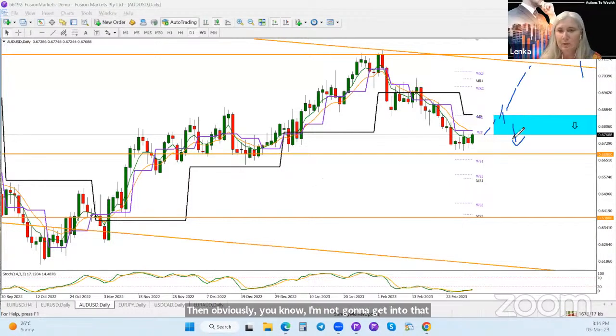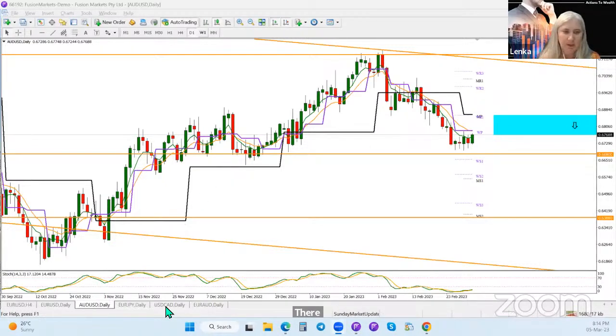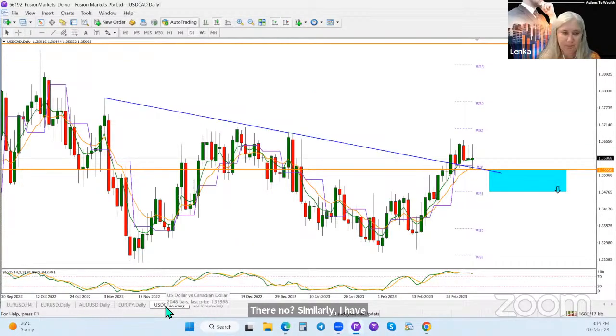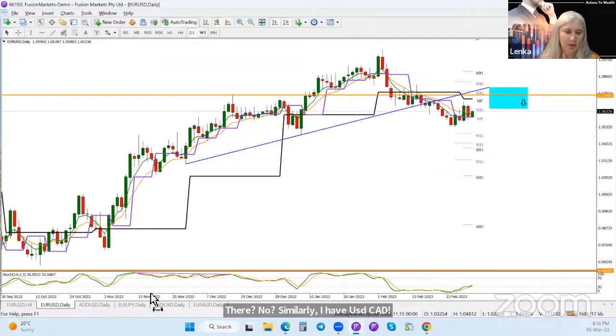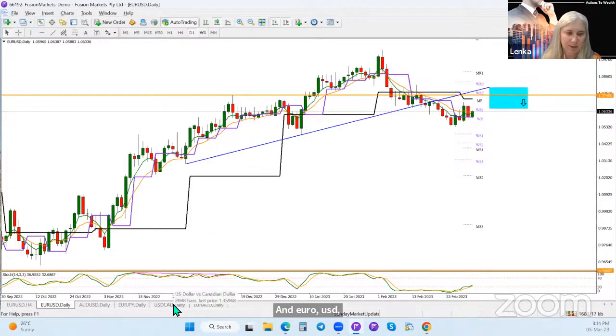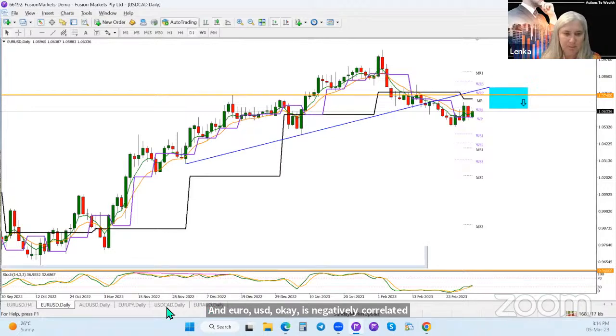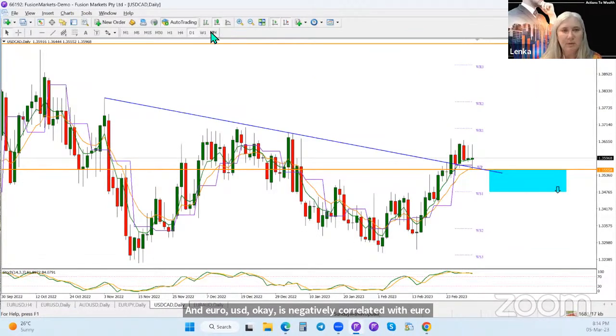But out of the two, because normally they're inversely correlated, one of those should probably set up. Okay, so that's what I'm looking at there. Now, similarly, I have USD CAD and Euro USD. Okay, USD CAD is negatively correlated with Euro USD. So let's have a look at those.